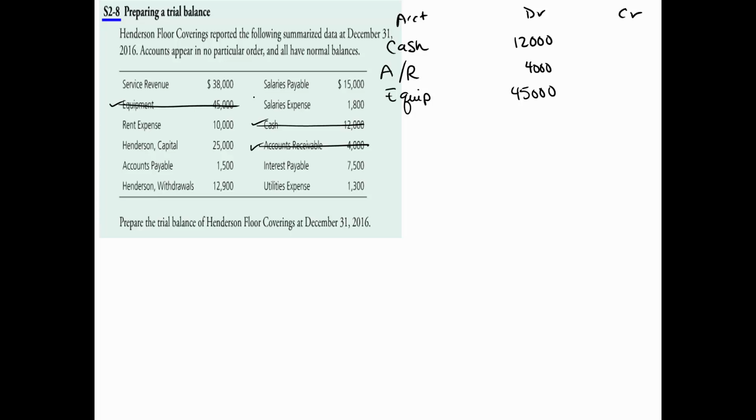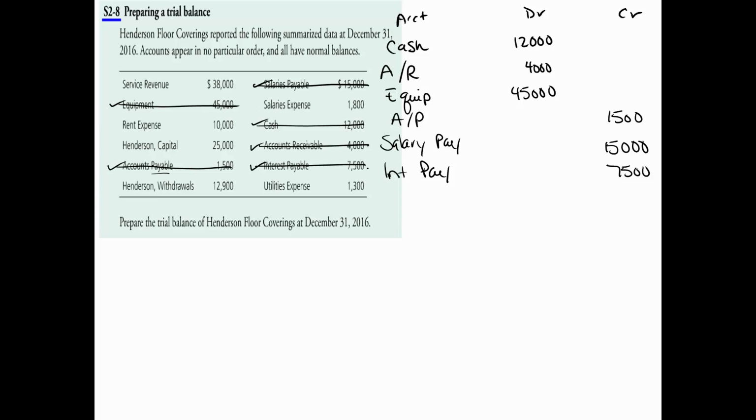Then I'll take my liabilities. So I'm looking for things with payable in the name. So there's accounts payable, salaries payable, and interest payable. That should be all my liabilities, I think, and those will all have credit balances. So I'll put accounts payable has a balance of $1,500, but that'll be on the credit side. So that takes care of that one. Salaries payable, $15,000. Again, it's a liability, so it has a credit balance. And then interest payable, $7,500 on the credit side.